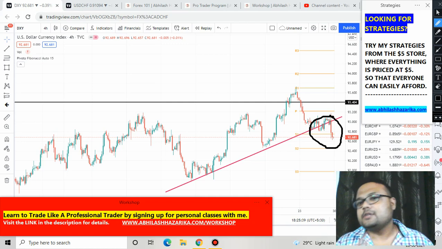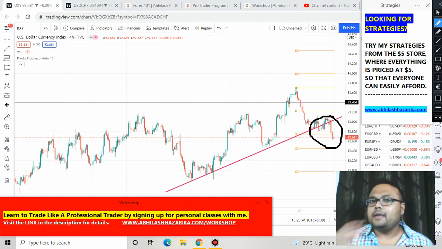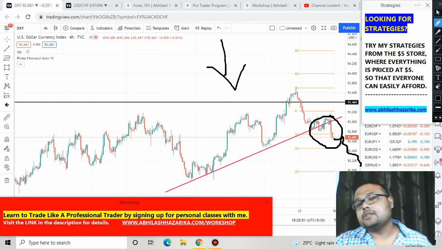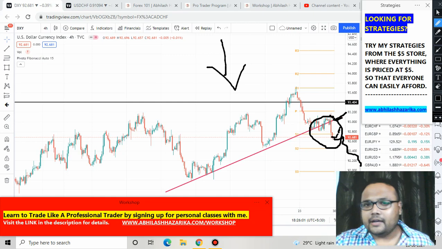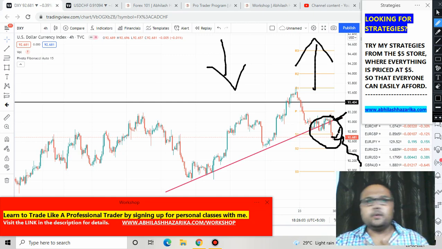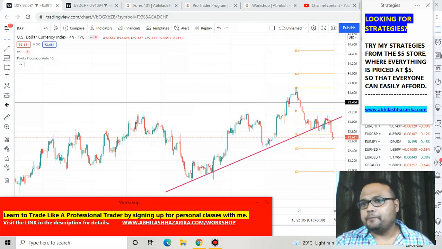So there is a possibility that the market may see some selling pressure on Monday as well on US dollar. If dollar starts going down from here, then definitely USDCHF will also go down. And if on Monday dollar tries to recover and regain its position above this trend line, above the previous support, then definitely we will see some good buying on the USDCHF chart as well.